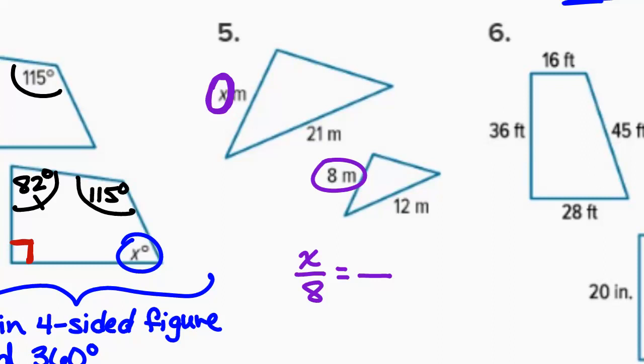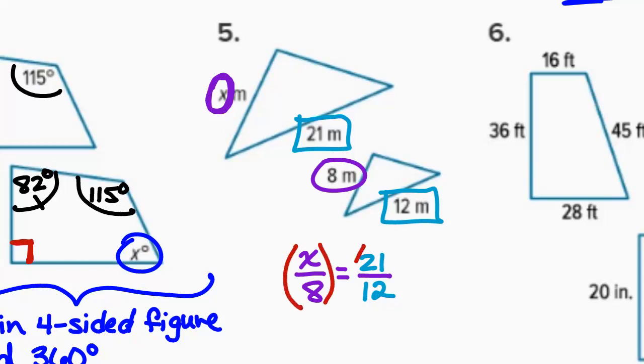And then I need to make another proportion with the other two sides. What would need to go in the numerator of my second fraction? 21. And so the denominator would therefore have to be 12. X is part of a fraction. What do we do to get rid of fractions? Get rid of the denominator. What operation will get rid of that denominator? Multiplication. So let's multiply both sides by our denominator of 8 here.